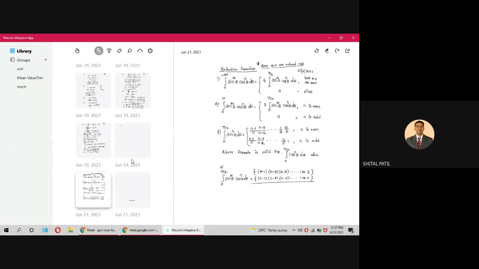Which formula you are saying? Second formula, 0 to pi. There is no condition on m. There is no condition for m. There is a condition on the power of cosine term only. Okay.